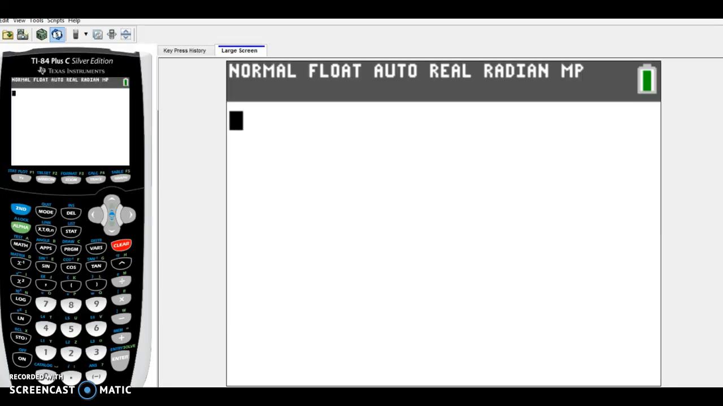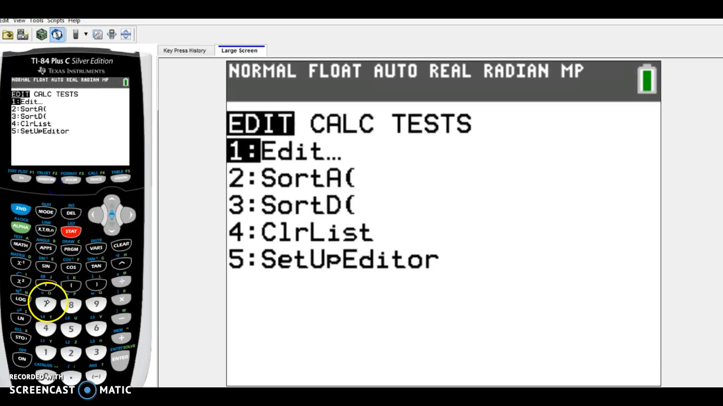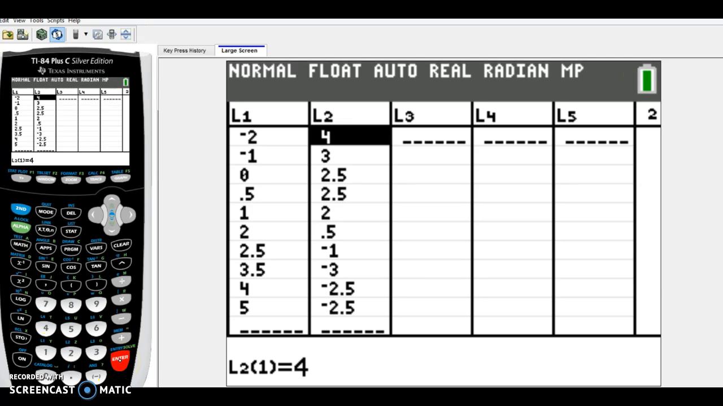To enter data, like for a scatter plot, into the calculator, you push the Stat button, hit Enter or number 1 to do Edit, and then you have your lists. We've already entered our X values into L1 and our Y values into L2. Now we need to actually get the line of best fit.